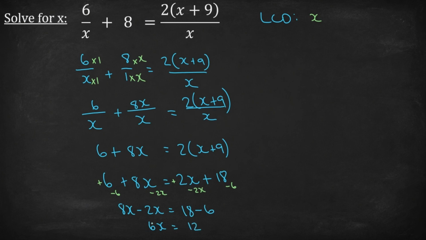And now we need to get x on its own because at this stage x is multiplied by 6. That means I have to divide by 6 because division is the inverse operation of multiplication. And what you do on the one side, you have to do on the other side. x equals, and then 12 divided by 6 is 2. And that is the final answer.